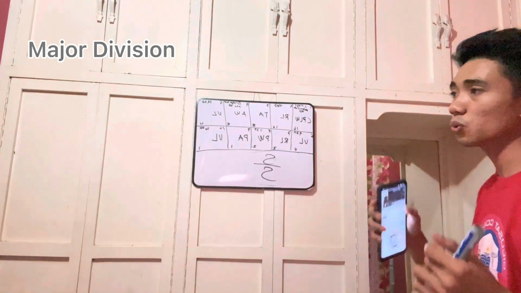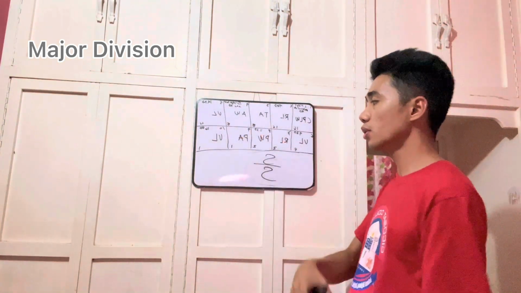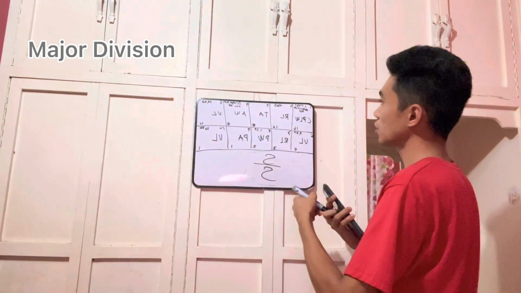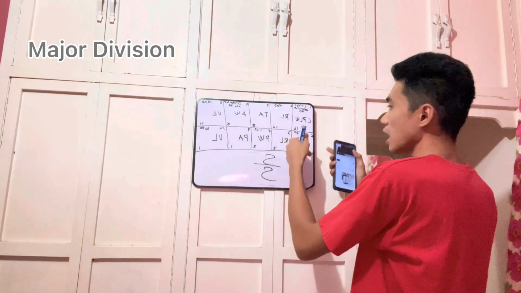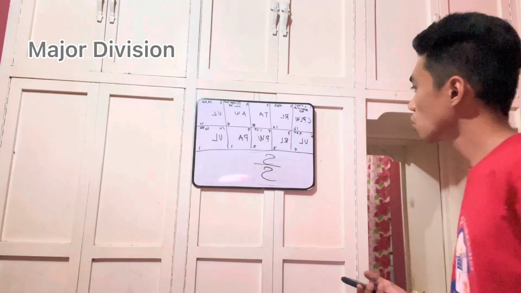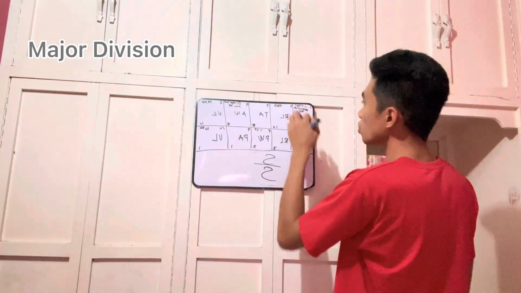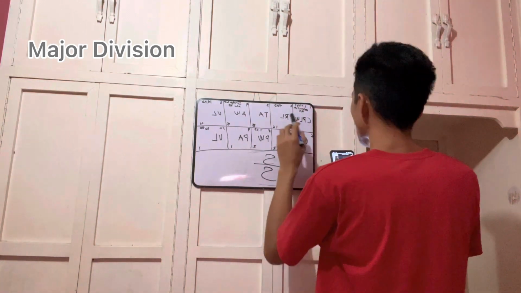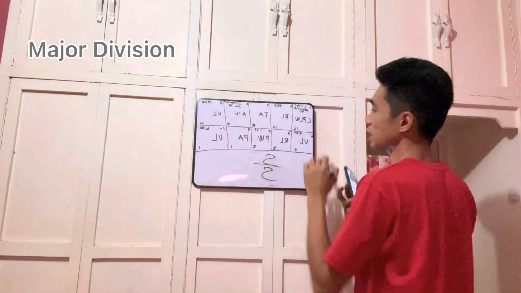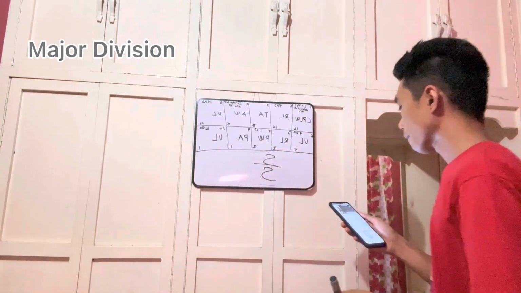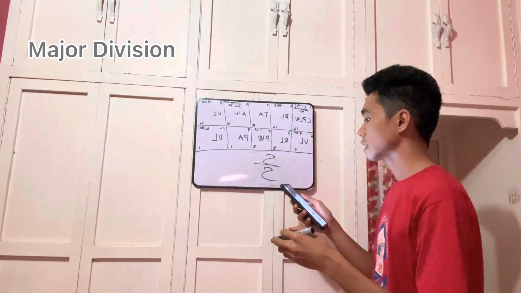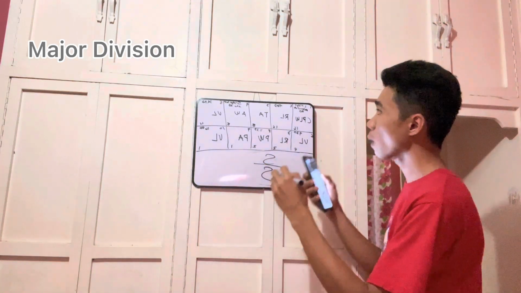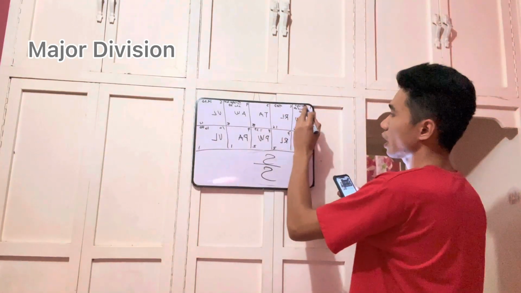So paano natin kukunin yung major division? Sa major division, mag-focus na tayo sa thumb natin. So, yung thumb is 2 ridges, dalawa lang, 2 ridges. So, sa table A siya, so small, kasi 1 to 11, kasi 2 lang siya.